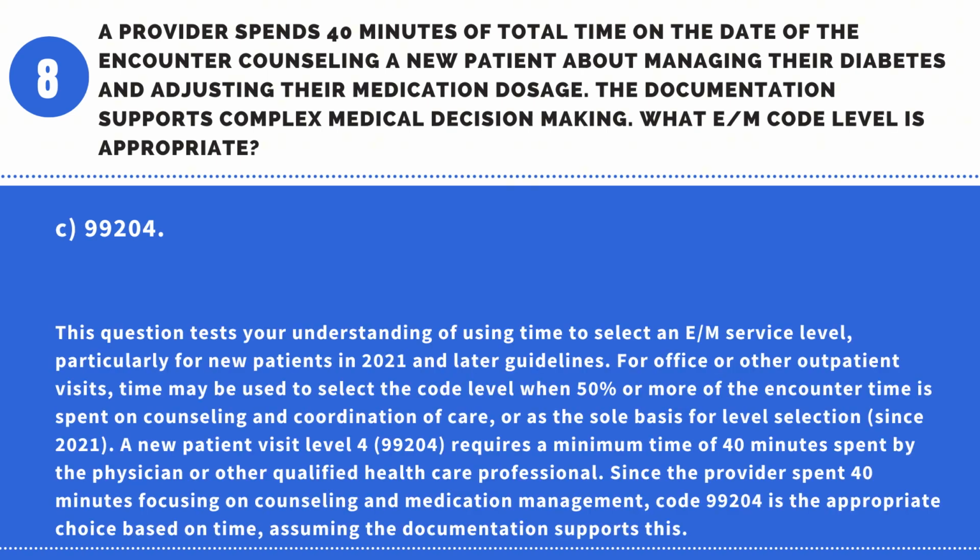Answer: C. 99204. This question tests your understanding of using time to select an E/M service level, particularly for new patients in 2021 and later guidelines. For office or other outpatient visits, time may be used to select the code level when 50% or more of the encounter time is spent on counseling and coordination of care, or as the sole basis for level selection, since 2021.